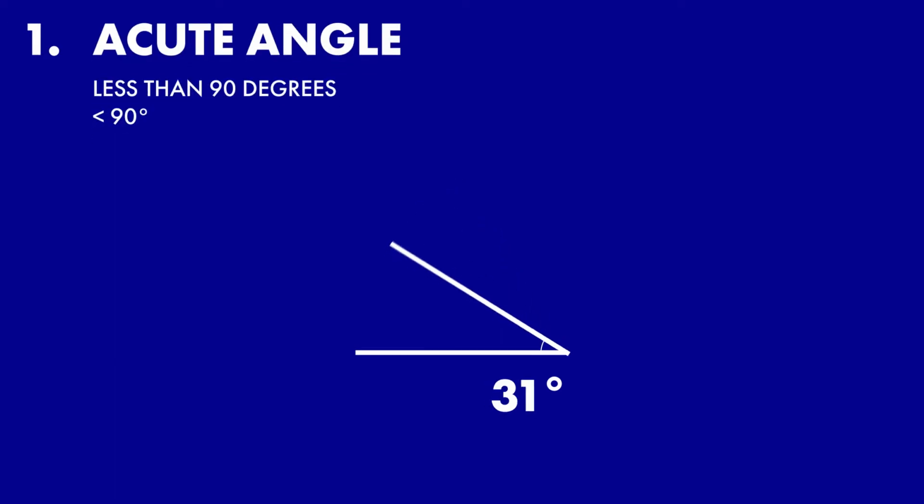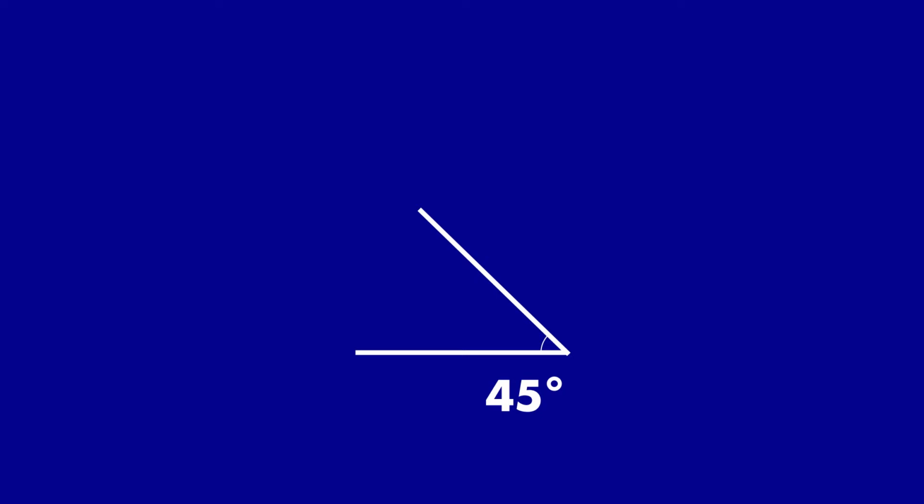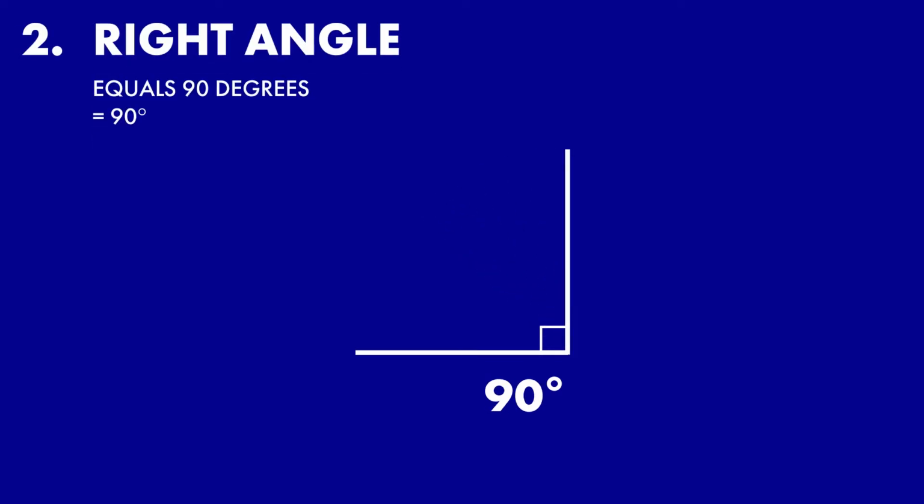We will start off first by describing the angles that we will be looking for. The first angle is an acute angle. This angle has less than 90 degrees. The second angle is a right angle, which is exactly 90 degrees.